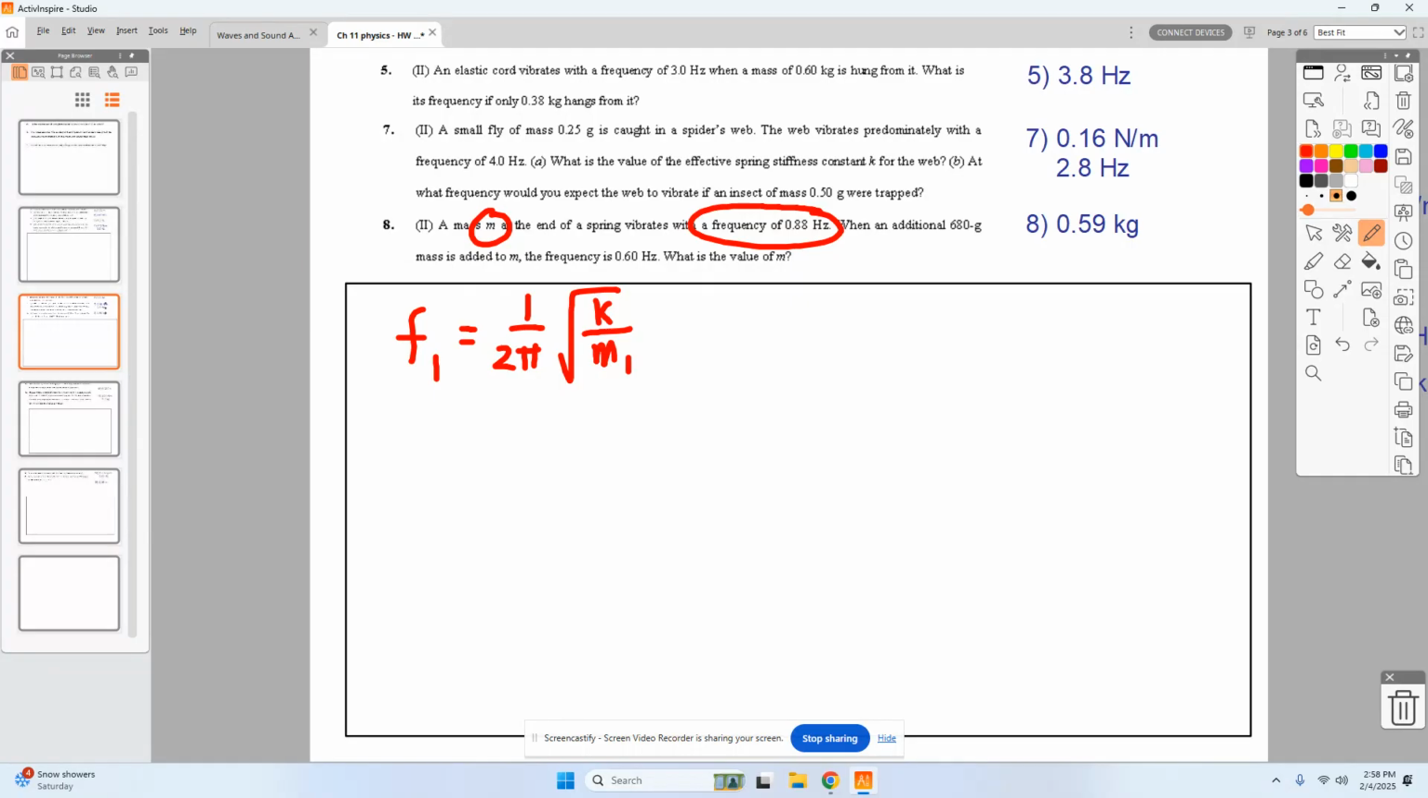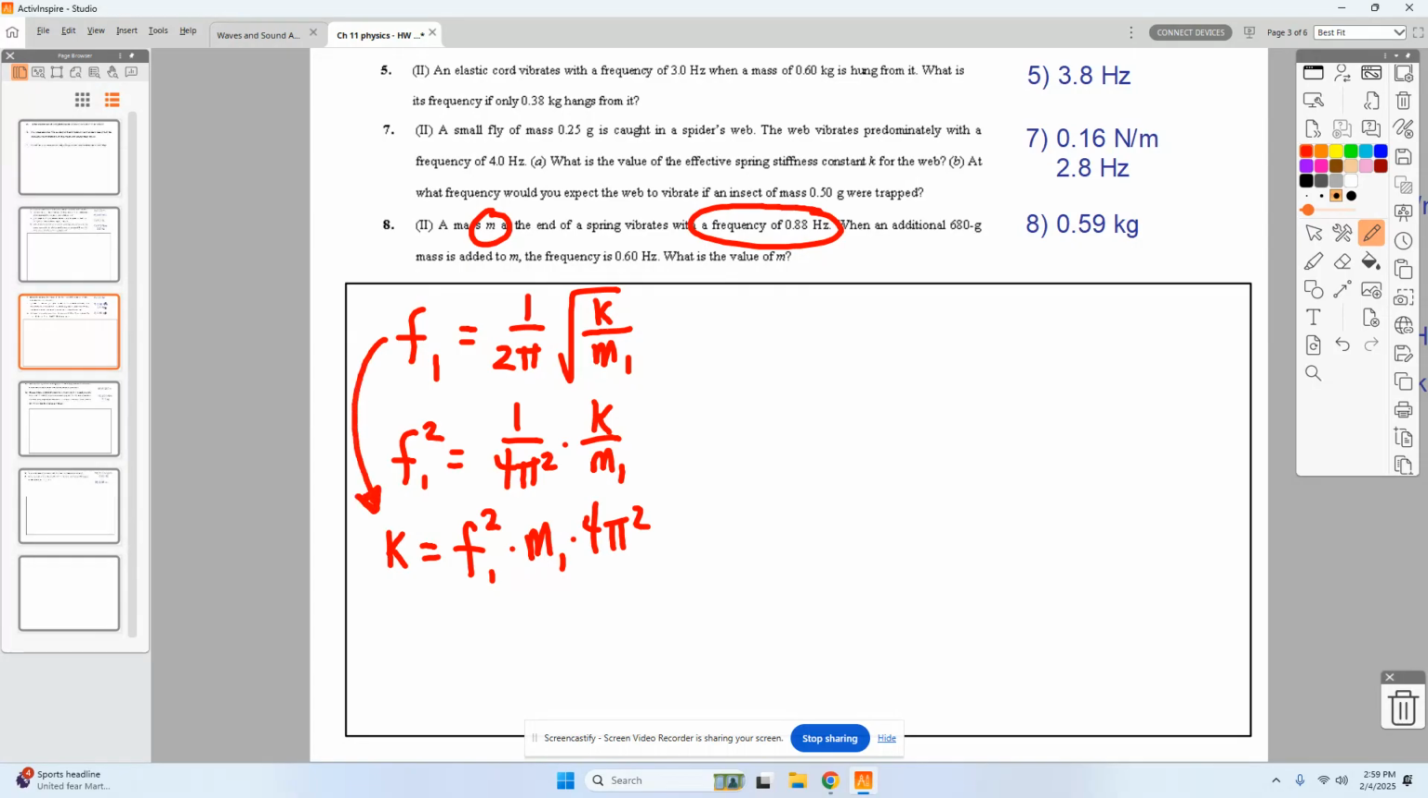I think the one on our board involves period, but remember period is the reciprocal of the frequency, so we can just write that. Let's isolate this for k. So I'm going to square both sides. F1 squared is equal to 1 over 4 pi squared multiplied by k over M1. I'm going to isolate k. K would be equal to F1 squared multiplied by M1 multiplied by 4 pi squared. All I'm doing here is rearranging the equation for frequency and rewriting it in terms of k. Now, why am I doing that?